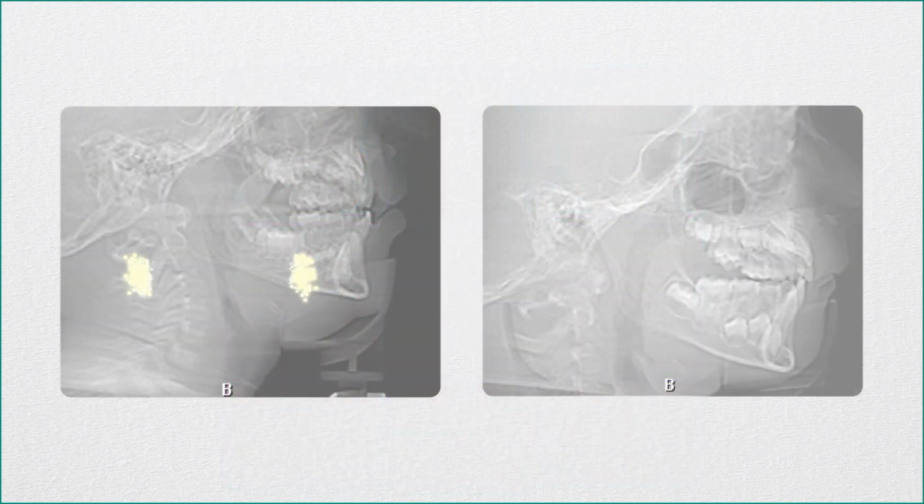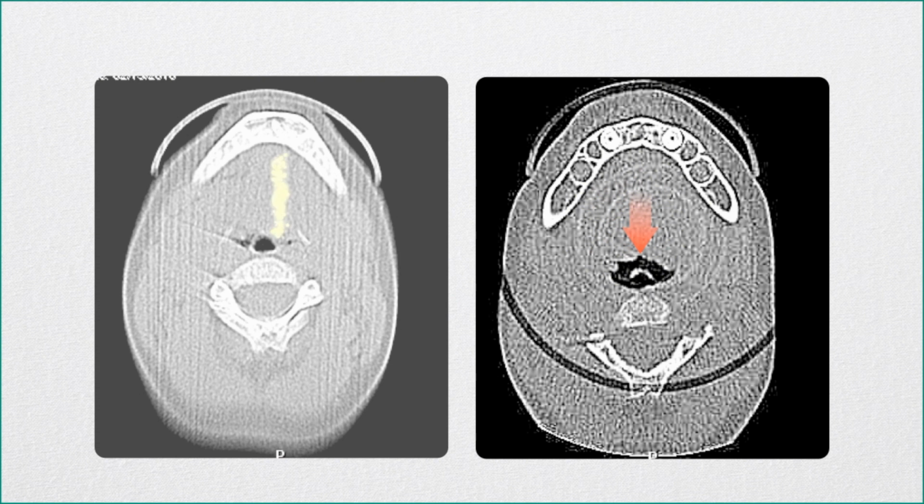Here you see his lateral head x-ray prior to the treatment in the anterior posterior plane of space, and here it is on the right hand side after the treatment. You can see the dramatic improvement in his airway. In the cross section you can see a very tiny airway in cross section and a much bigger airway on the right hand side post treatment.